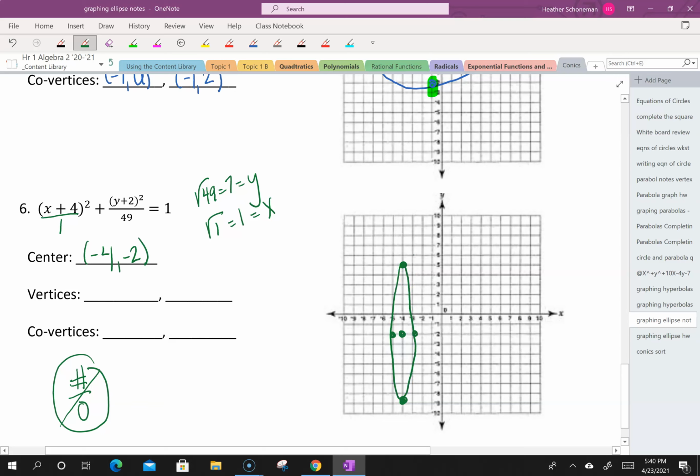My vertices are on the major axis, the longer one, which would be negative 4, 5, and negative 4, negative 9. The co-vertices are on the minor axis, which would be negative 5, negative 2, and negative 3, negative 2. And that's it.